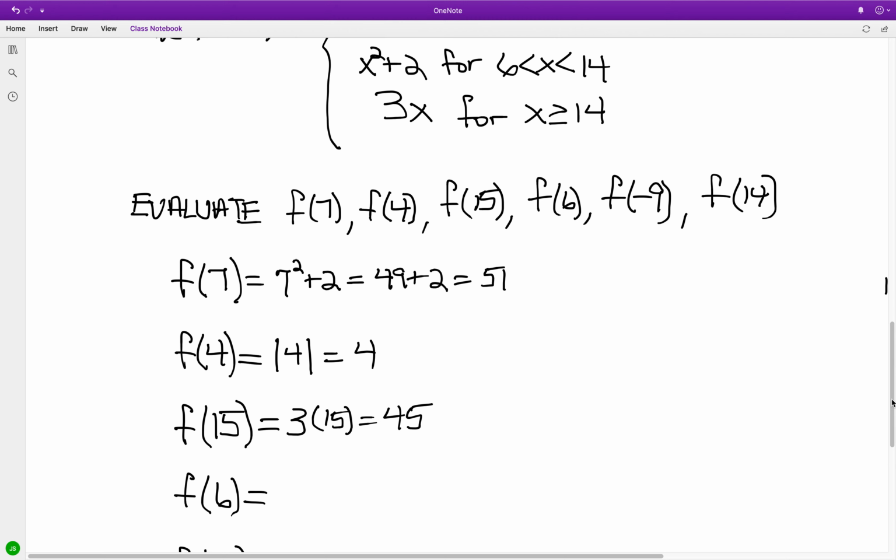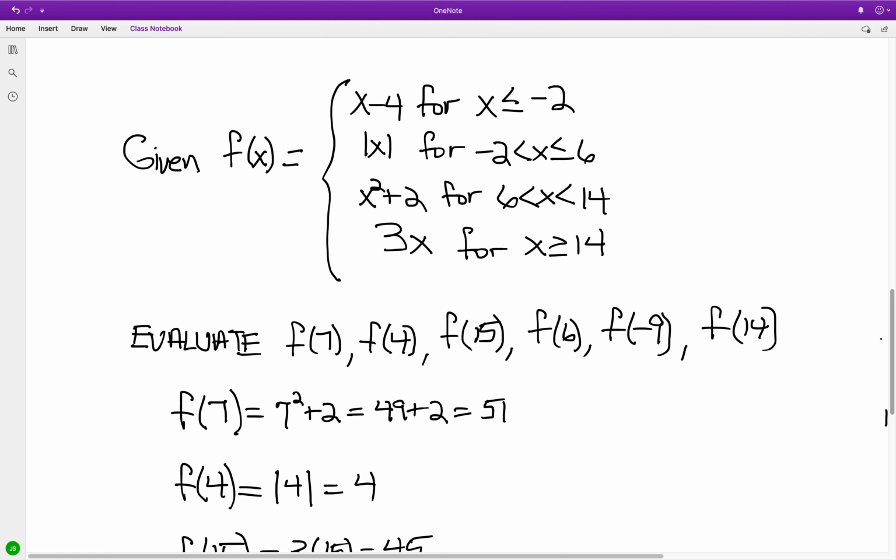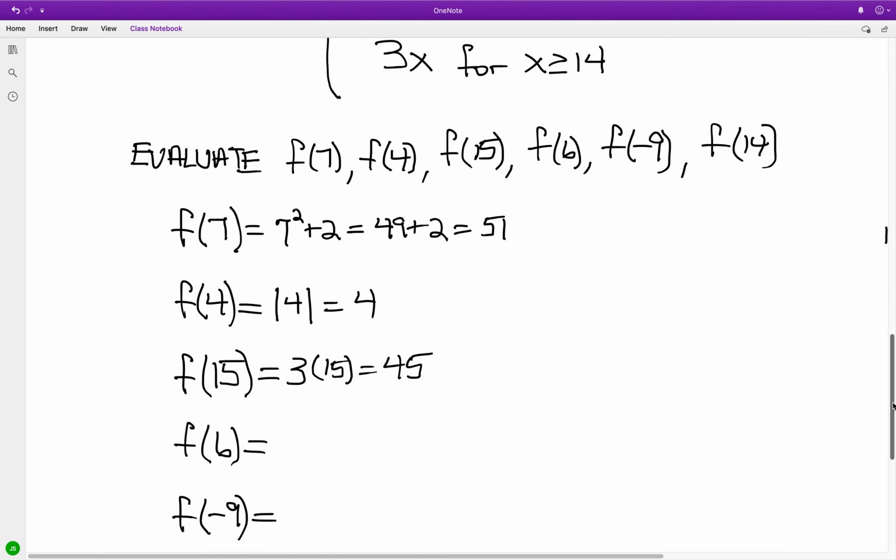Now for f of 6. The value 6 appears twice, and if you think of 6 as being inserted for x, 6 cannot be less than itself. If you notice in the second inequality, we have negative 2 is less than x, and while 6 cannot be less than itself, we do have the equal sign to make the second statement regarding x equals 6 a true statement. So what do I do with 6 in this case? I apply once again the absolute value. So f of 6 is equal to the absolute value of 6, which is equal to 6.